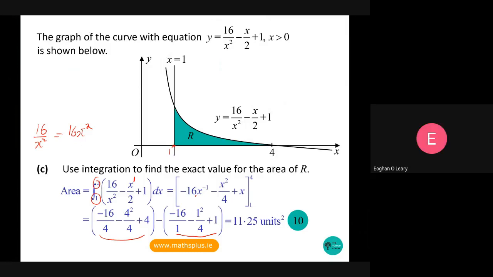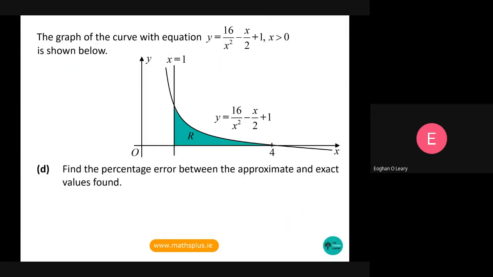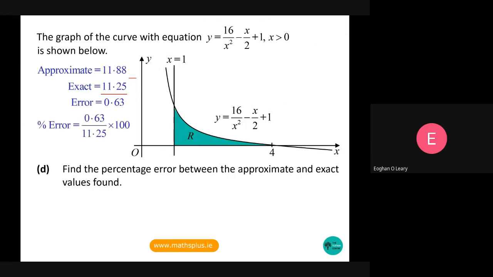Okay, we're on to our last part of this one. Find the percentage error between the approximate and the exact values found. So we know the approximate value was 11.88 and our exact value was 11.25. The difference between them is your error, that's 0.63. Your percentage error is your error over your exact, times 100 over 1, and that turns out to be 5.6%, and that was a 5-mark question.